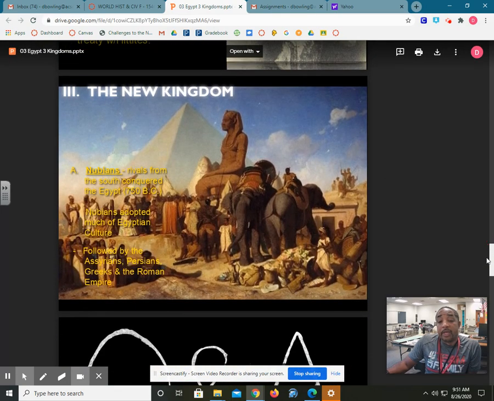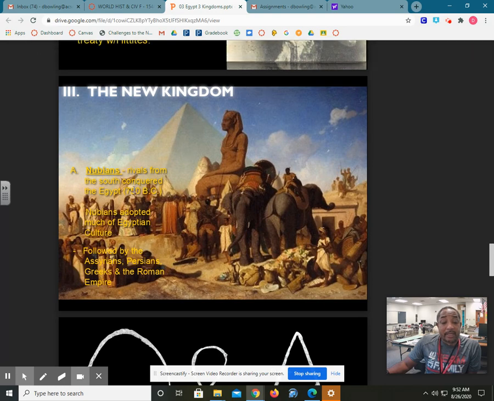So in the New Kingdom, a lot of people have maybe heard of this, that's where you have the Nubians, and then they pretty much rivaled the Assyrians and the Persians. You'll see this in movies that you probably have watched, like Spartacus. That's where you hear about the Assyrians, the Persians, the Greeks, and the Roman Empire.